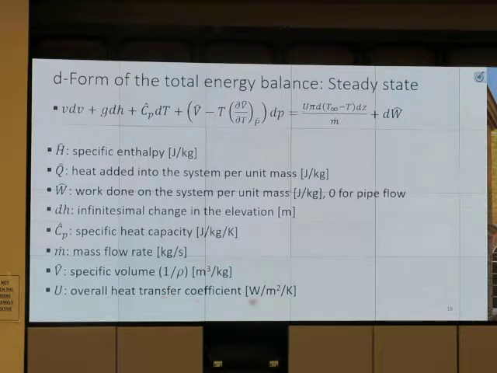V hat is the specific volume, 1 over rho, cubic meter per kilogram. U, the overall heat transfer coefficient, is watt per meter square per Kelvin. Watt is joule per second, right? So when we work out the unit, joule per second over kilogram per second, the per second cancels, leaving joule per kilogram. Small d and dz are not the same thing: that d is the inner diameter, but dz is an infinitesimal change in the axial direction, so dz is a length. So every term is joule per kilogram. By doing this, we say this is the form of the total energy balance.